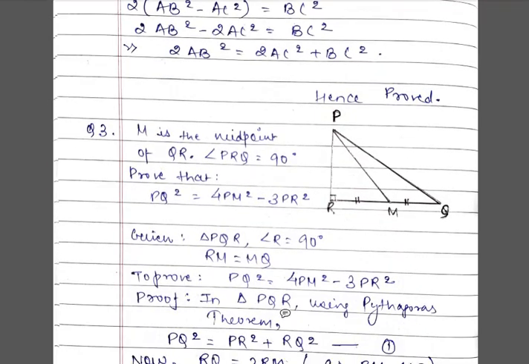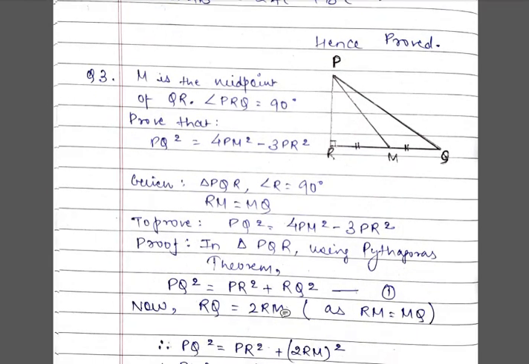The last question of the proof type, I have been given a triangle PQR in which M is the midpoint. Midpoint means it is dividing RQ into two parts. As you can see, it is dividing RQ into two parts. RM and MQ are both the same. Right? Also it is given that this angle R is 90 degree. I have to prove that PQ square is 4PM square minus 3PR square. Now, not very difficult. Let's start this question.